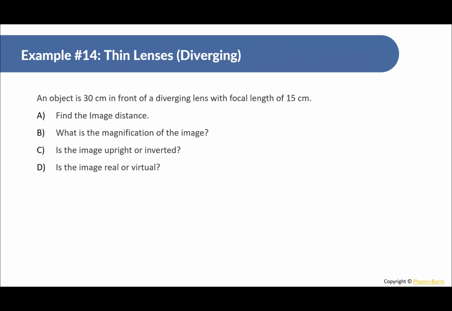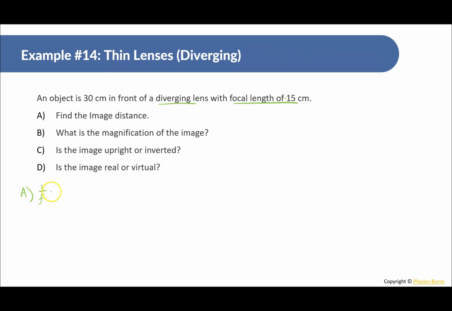Example number 2. Thin lens is diverging. An object is 30 centimeters in front of a diverging lens with a focal length of 15 centimeters. Find the image distance. Anyway, I kind of drew it last time, so I don't think I'm going to draw it this time. One thing that we should know for a diverging lens, the focal length is negative. So just make sure that you know that. Find the image distance. Okay.